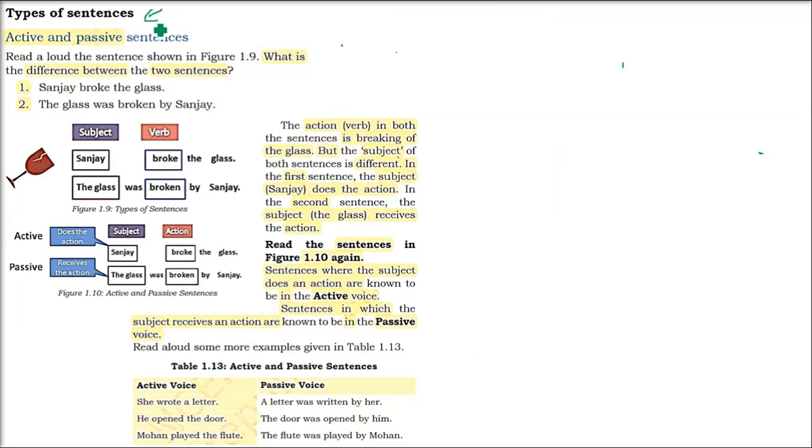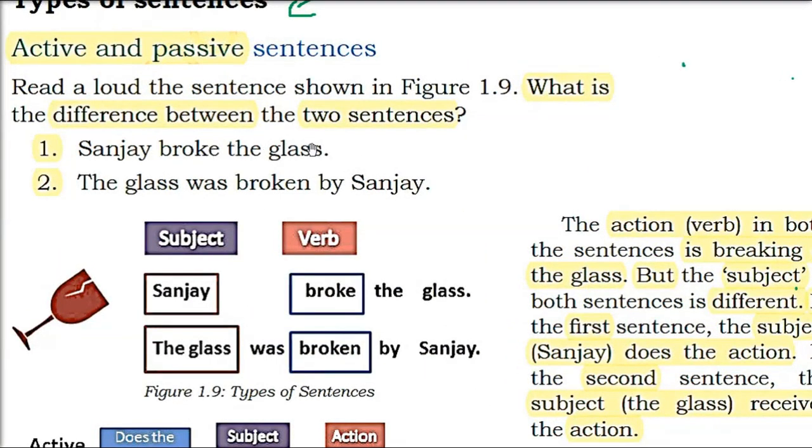Now coming to types of sentences. So types of sentences, two types of sentences. The way we form the sentence, it can be active, it can be passive. So let us see these two sentences. Sanjay broke the glass. The glass was broken by Sanjay.